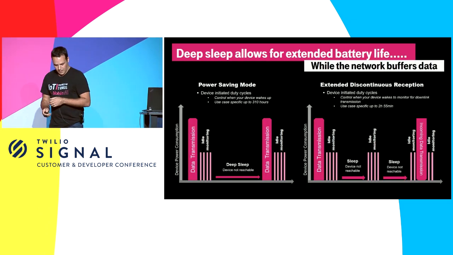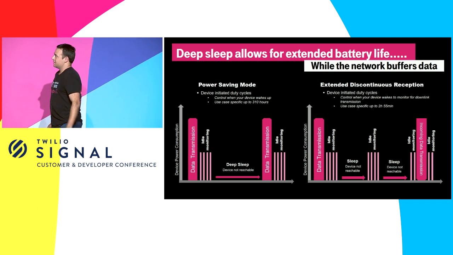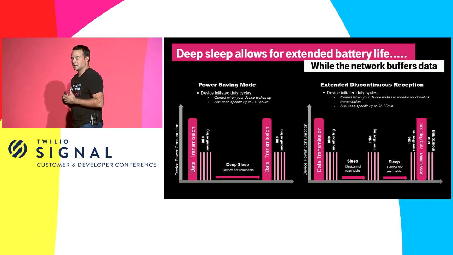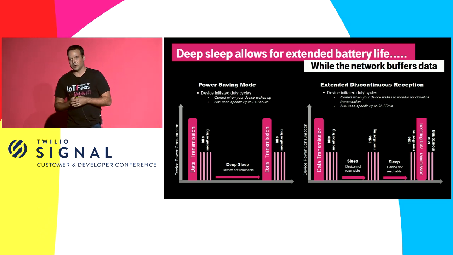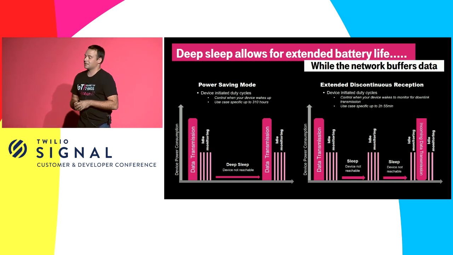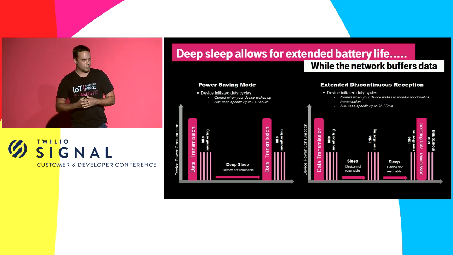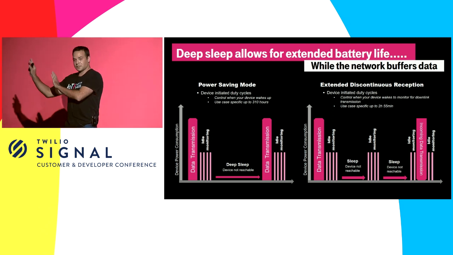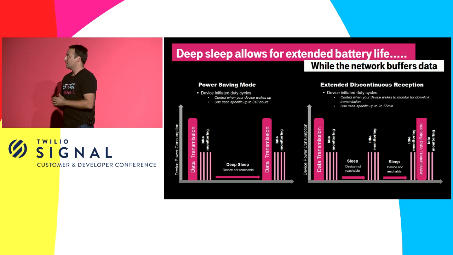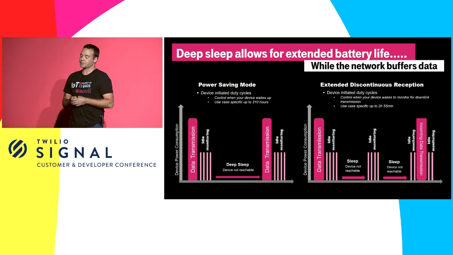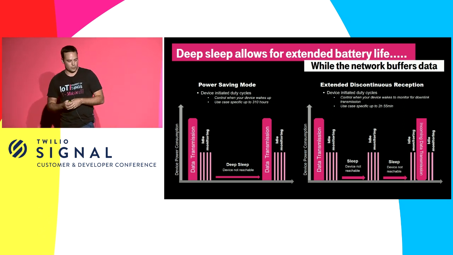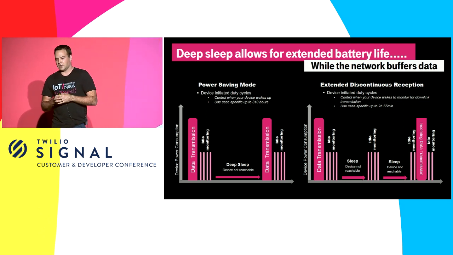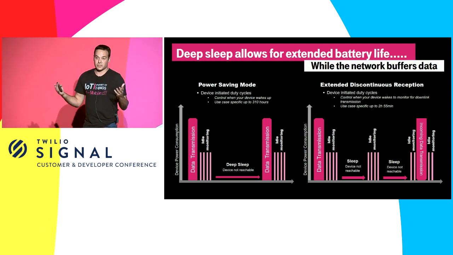So, what about battery life? Now again, quite a busy slide, but we have something in NB-IoT called power saving mode and extended discontinuous reception, which is quite a mouthful, so we like to call it eDRX. If we just focus on the left-hand side of the slide, I'll go through power save mode. So how does power save mode work for NB-IoT? Essentially, the device and the network negotiate what's called their duty cycle.